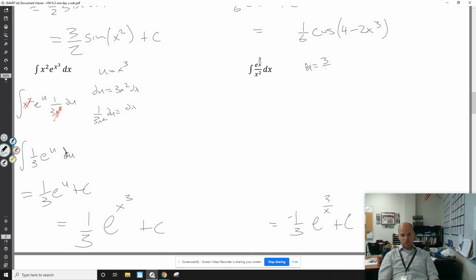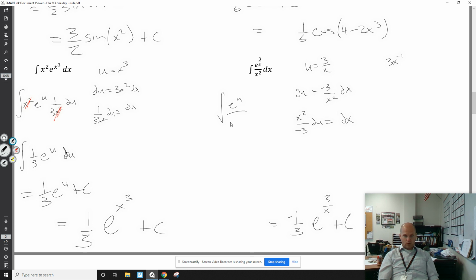Let's see, u equals 3 over x. The derivative is literally what I just did, this process. It's negative 3 over x squared dx. I keep messing this up. This is du and this is dx. Okay, I'm going to multiply by x squared, divide by negative 3. So I have x squared over negative 3 du equals dx.